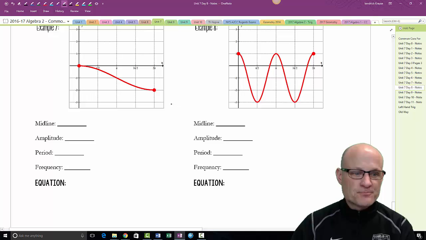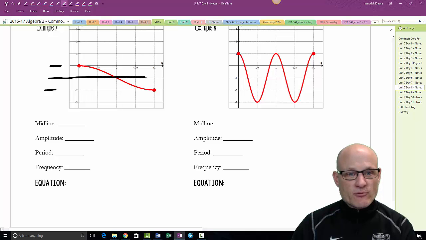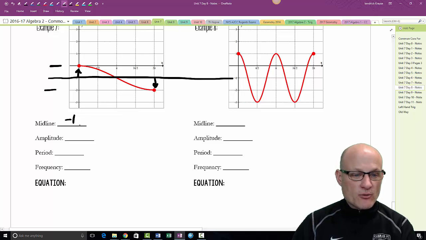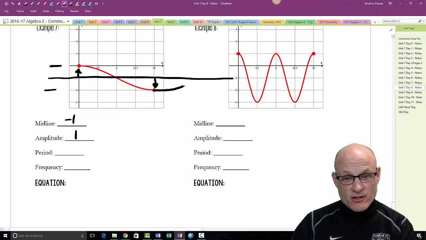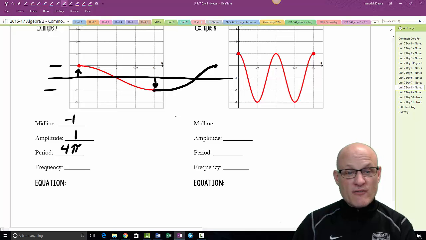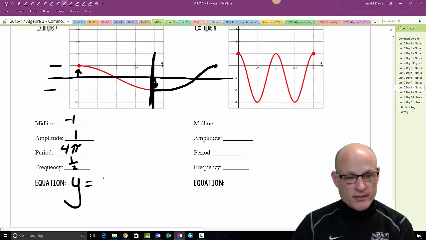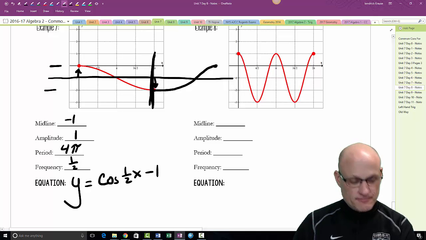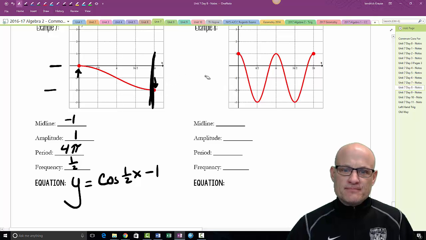All right, this one's a little trickier. Midline. Here's my max, here's my min. So there's my midline right there at -1. Amplitude: up 1, down 1, so 1. Period: how long would it take this to finish going? It would take 4 pi. How much of the cosine curve did it finish in 2 pi? That's the frequency. It only finished half. So my equation is y equals 1 cosine 1/2 x, because we only finished half the curve, and it moved down 1.